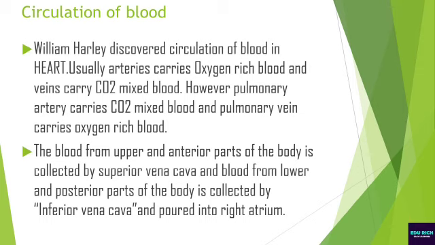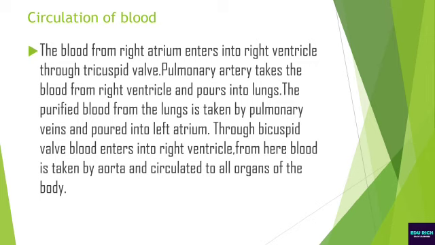The blood from the right atrium enters the right ventricle through the opening. What is the opening between the right atrium and right ventricle? The tricuspid valve. From the right ventricle, the pulmonary artery starts and takes the blood to both lungs. So we have two branches, the left pulmonary artery and the right pulmonary artery. They pour the blood into the lungs, where the blood is purified with the oxygenation process.